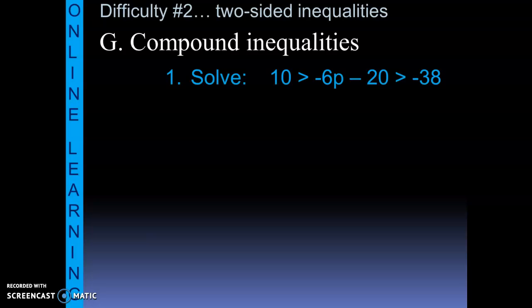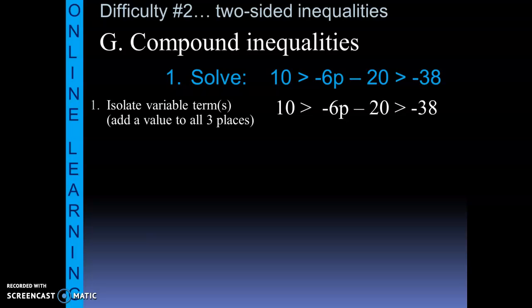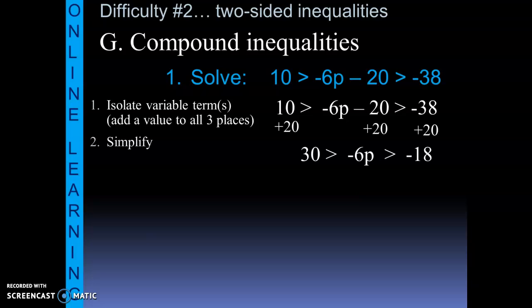So here's an example. We've already seen this in the Google Meet, but here we've got three sides. There's two inequality symbols, and your main goal is to get the p by itself. So first you get the negative 6p by itself by getting rid of the negative 20. We're going to do that by adding 20 to all three of the sections. Equal opportunity, same thing for all of them, and you simplify.